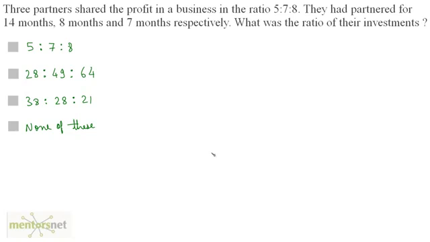Three partners shared the profit in a business in the ratio of 5:7:8. They had partnered for 14 months, 8 months and 7 months respectively. What was the ratio of their investments?